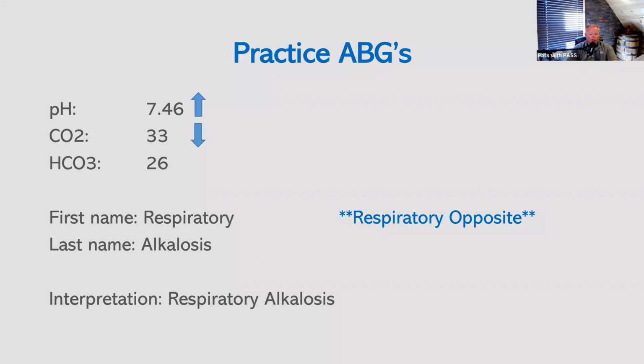Remember, bicarb's 22 to 26. This is accounting for our metabolic issue. So if we're looking at an ABG and we think that we have either a metabolic acidosis or an alkalosis, it is going to be the HCO3 that helps point us in that direction. Remember that with ROME, metabolic is equal. So if my pH is going up and my bicarb is going up, then I know that I have a metabolic alkalosis. And if my pH is going down and my bicarb is going down, then I have a metabolic acidosis. Hopefully that makes sense to you all.